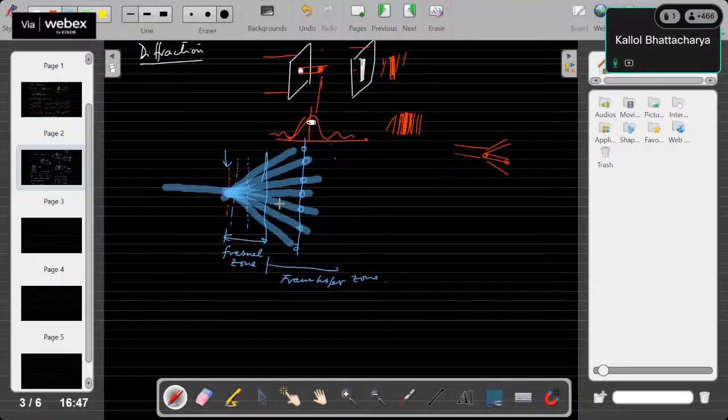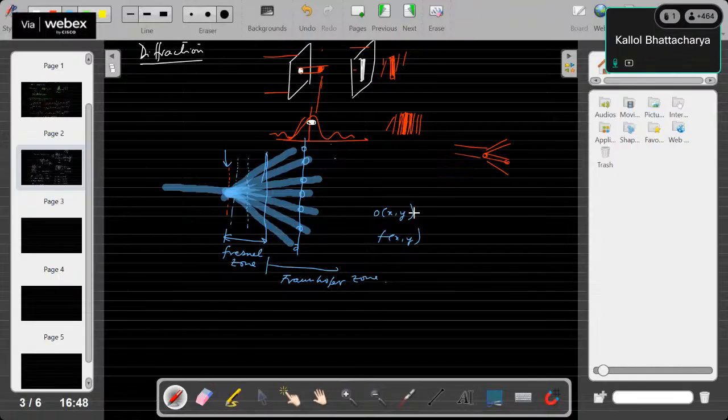And the far field diffraction pattern is nothing but the Fourier transform of the object. And what is the Fourier transform? For example, if you have an object O(x,y), or f(x,y), what does it mean? It means the amplitude of the object at the point (x,y) varies according to f(x,y).